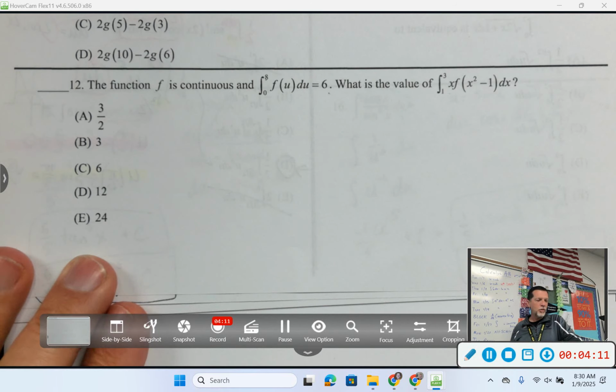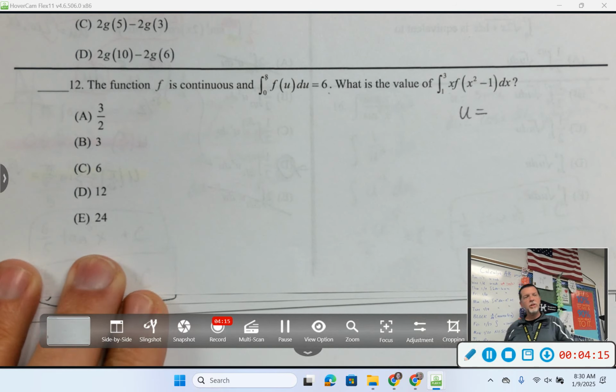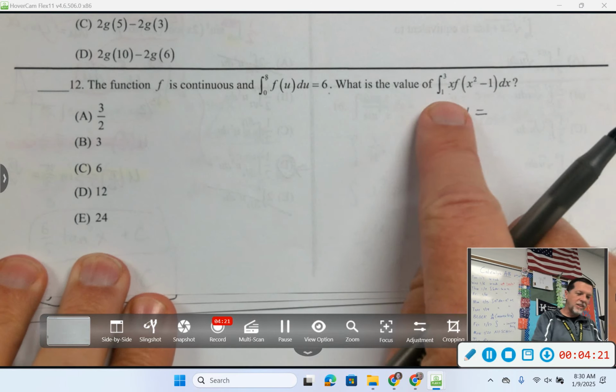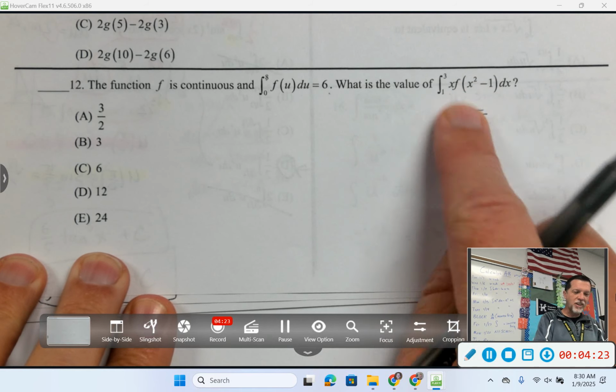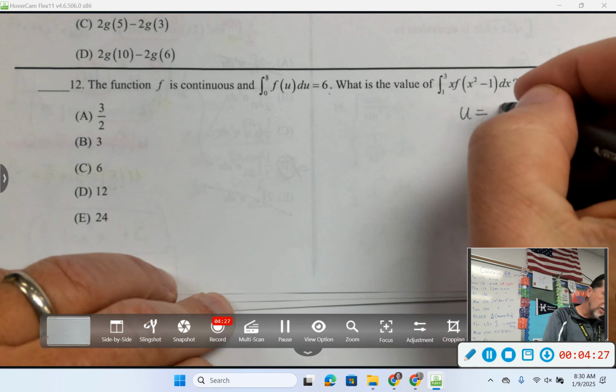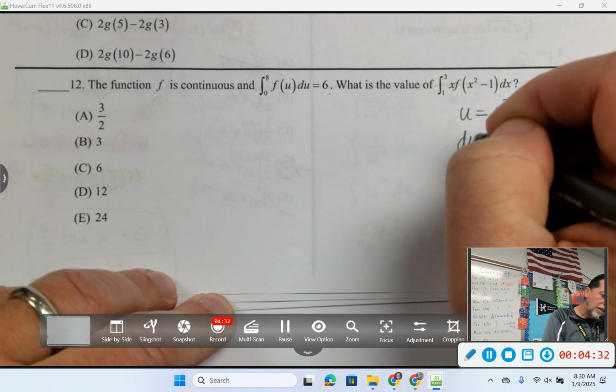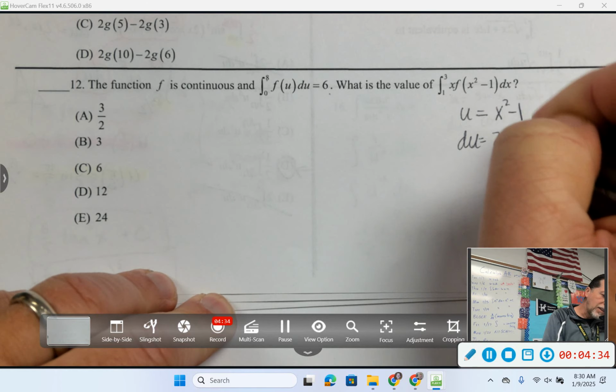Well, this whole unit, or this whole lesson, is u substitution. So what do you think we should let u be? x squared minus 1, because then du is 2x dx, and it starts to simplify, and it even starts to look a little bit like this one. So let's let u be x squared minus 1. du then is 2x dx.